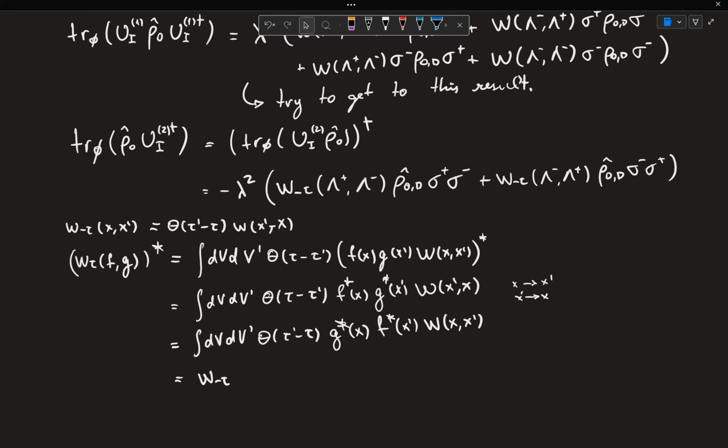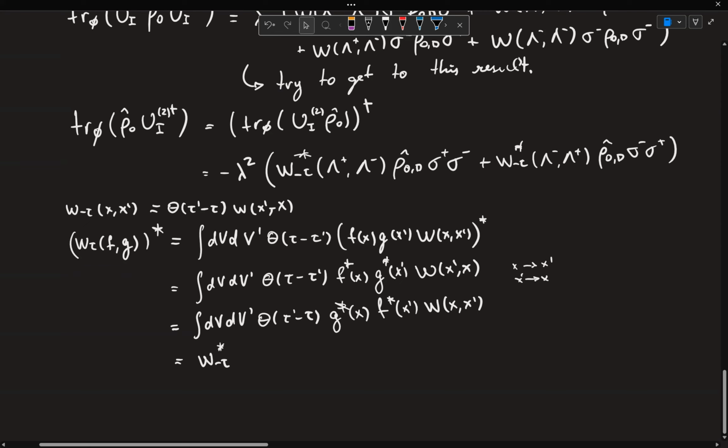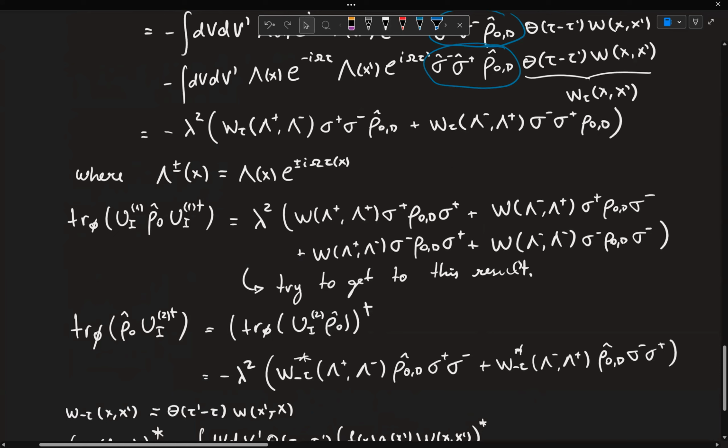Yes, I am missing a star here. Good thing that I decided to check it. W minus tau with a star evaluated at g star f star. Cool. And now if you just apply this from the result that we got up here to the result that we have down here, we're going to get the same thing. Because if you switch and conjugate the lambda minus lambda plus, you're going to get the same order of the arguments, right?